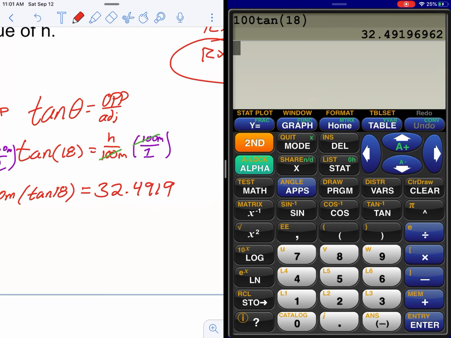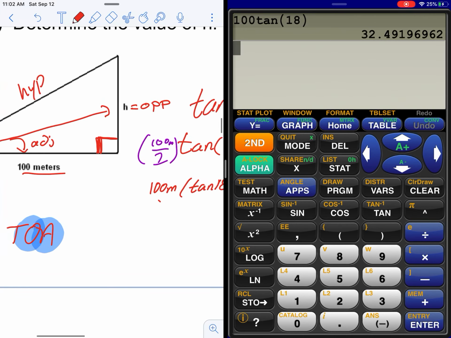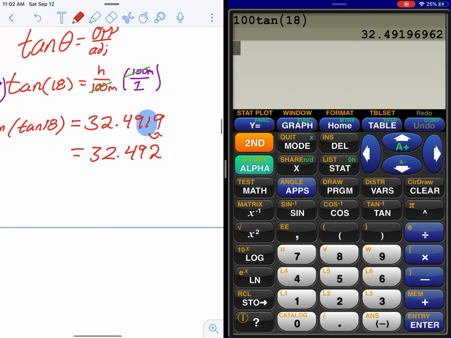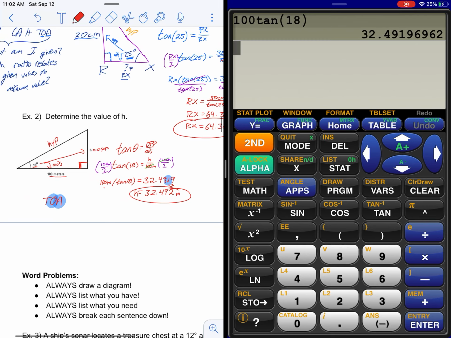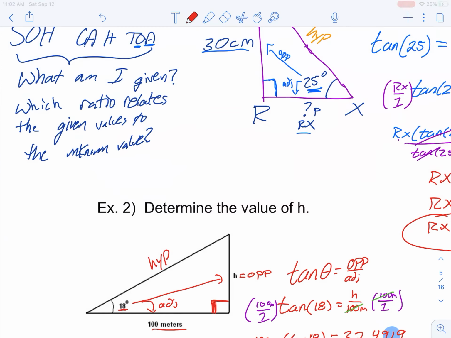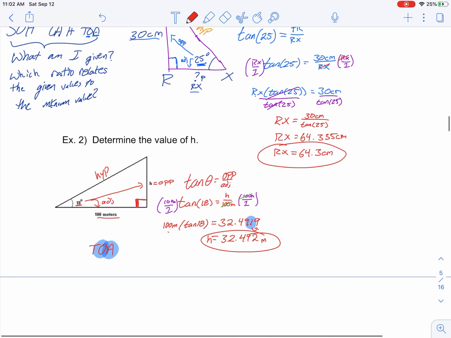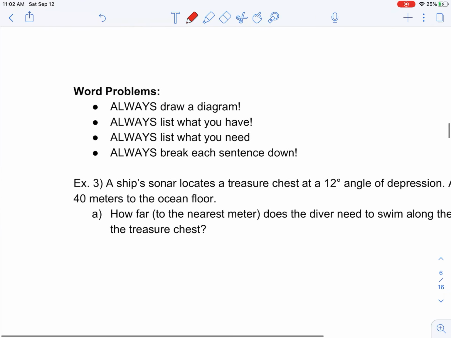So 32.4919, and I'm going to round it to the thousandth with 3 decimal places. So that's 32.492. I have to round that 1 up because the number to the right of it is a 9. So what's the measurement here? It would be in meters. So 32.492 meters. And there is my height. So make sure you practice plugging that into your calculator because a little bit of calculator work can be difficult sometimes.